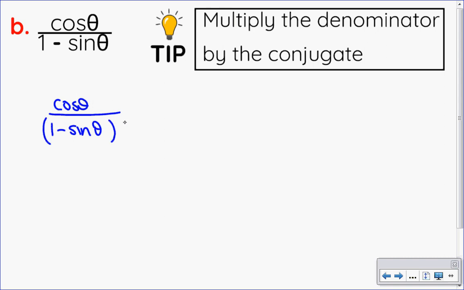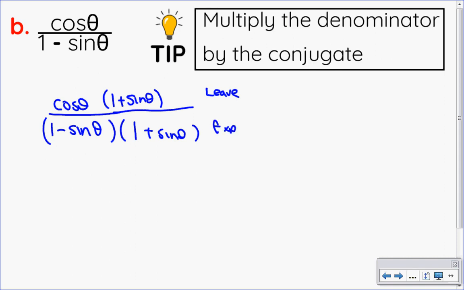So conjugate is same terms, opposite sign in the middle. Whatever I do to the bottom, I must also do to the top. So I'm doing this for the benefit of the denominator. So I'm going to leave this one factored, but I will expand my denominator. So leaving it as cos theta (1 plus sine theta), 1 plus sine theta over, now I've created a difference of squares.